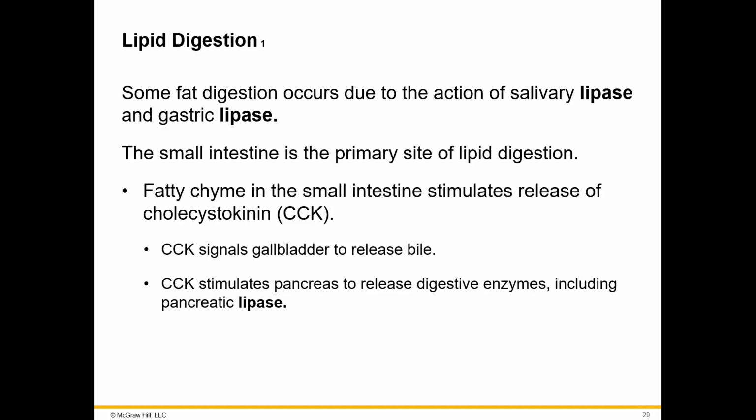They begin with the salivary lipase in the mouth. In other words, everything begins in the mouth with an enzyme, and it really takes off in the duodenum of the small intestine, where you have the primary site of lipid digestion. The chyme coming from the stomach is going to stimulate cholecystokinin, which is going to release pancreatic lipase and bile from the gallbladder.